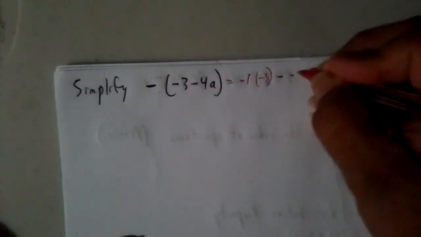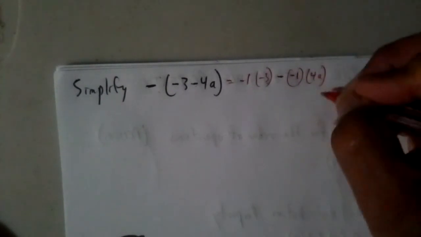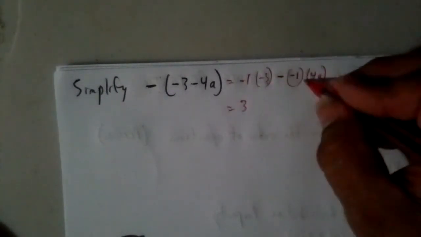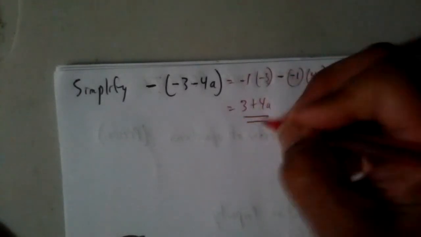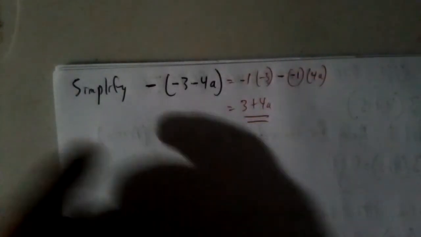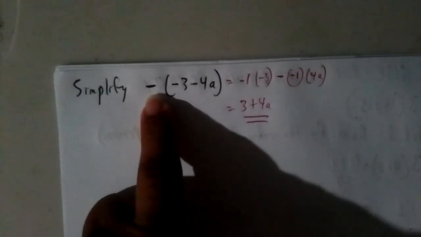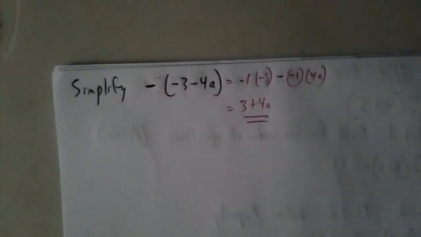So you put here -1 times -3 minus -1 times 4a. This now gives me 3 and here plus 4a, and that is your simplified. But you need to take note of this negative sign. Very, very important. That's a common mistake that students will tend to do. All right, let's try another one.